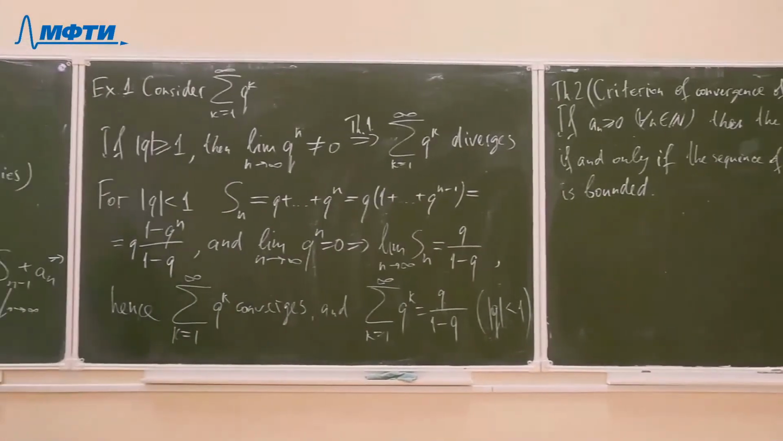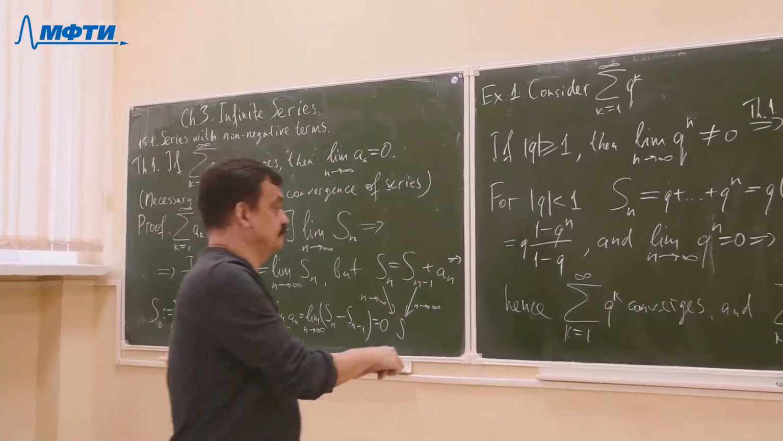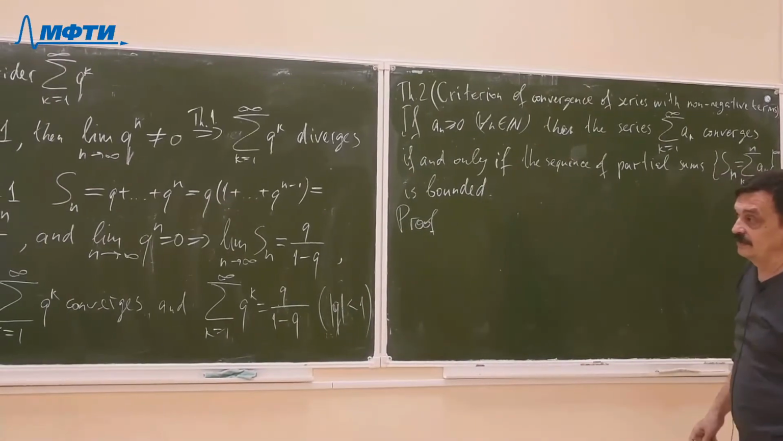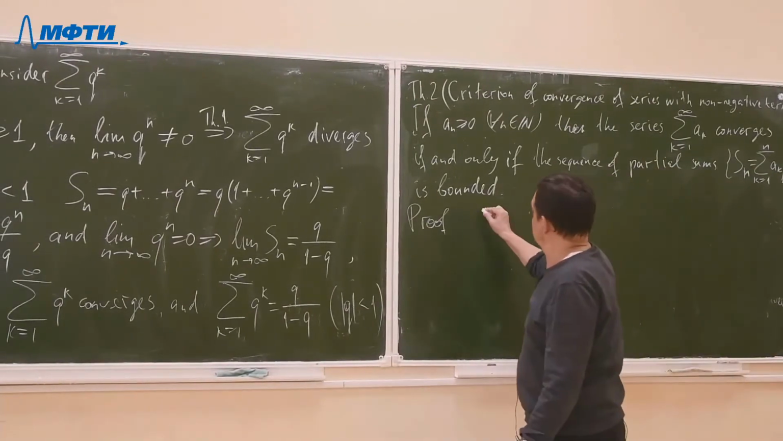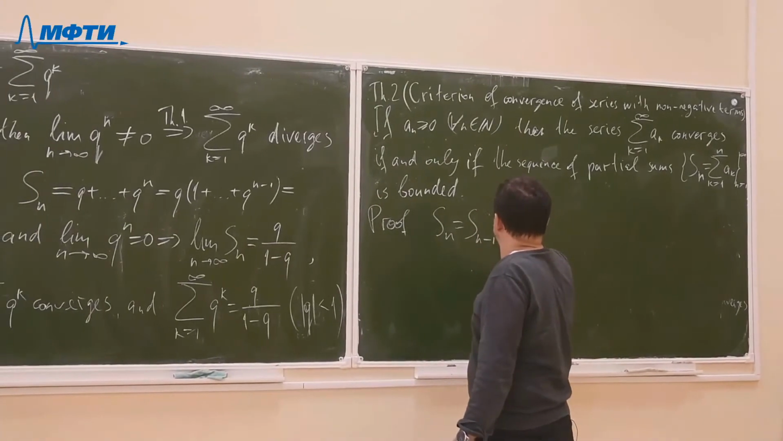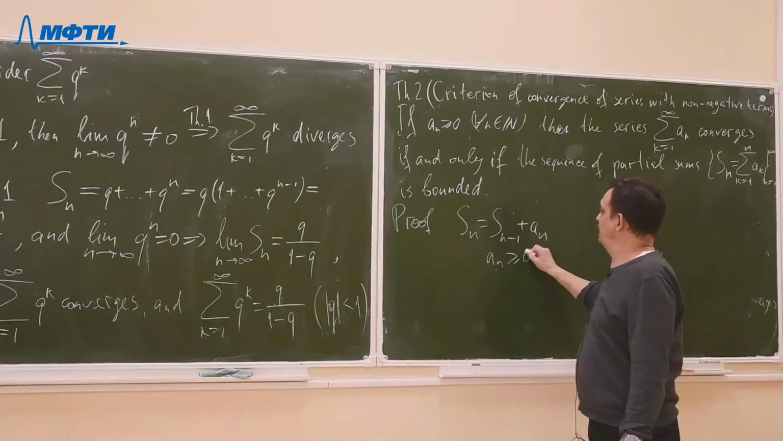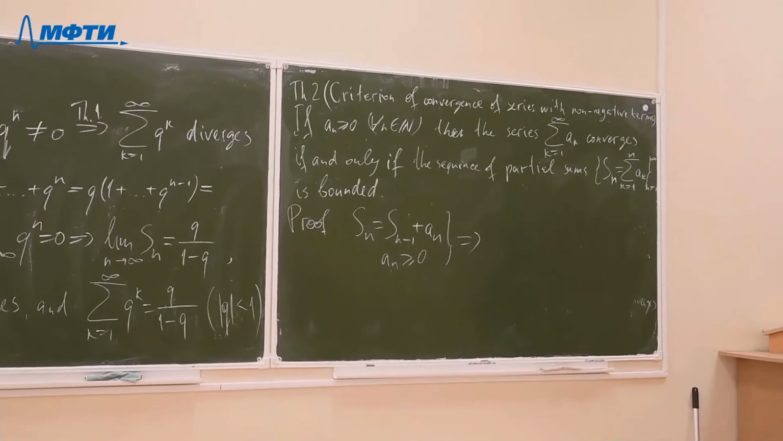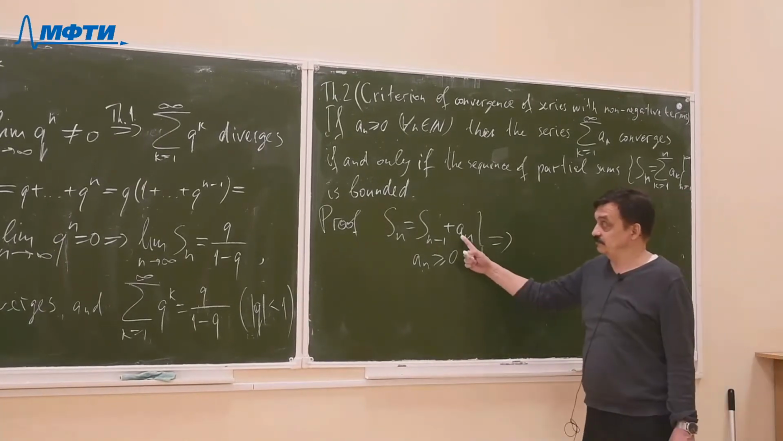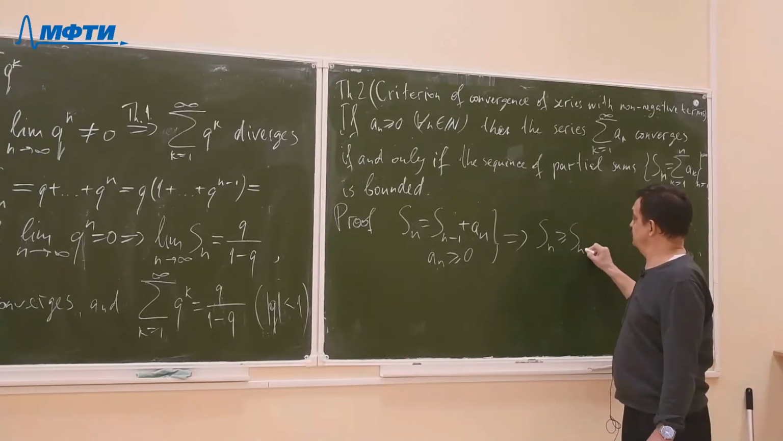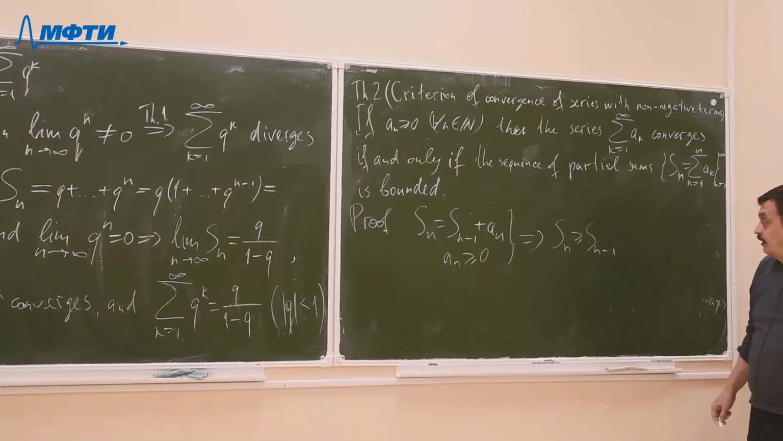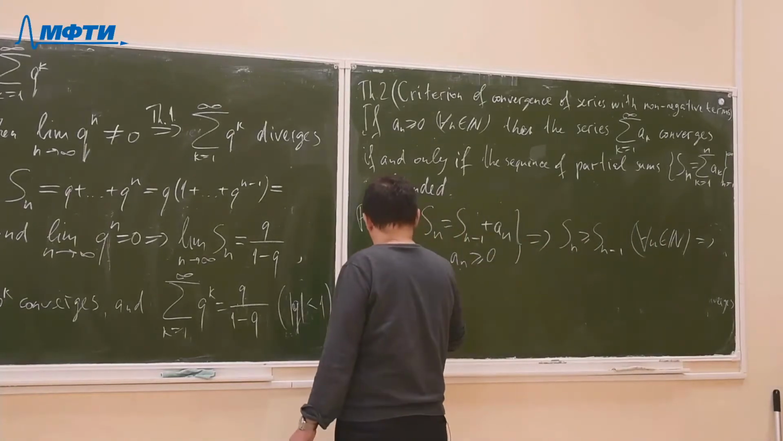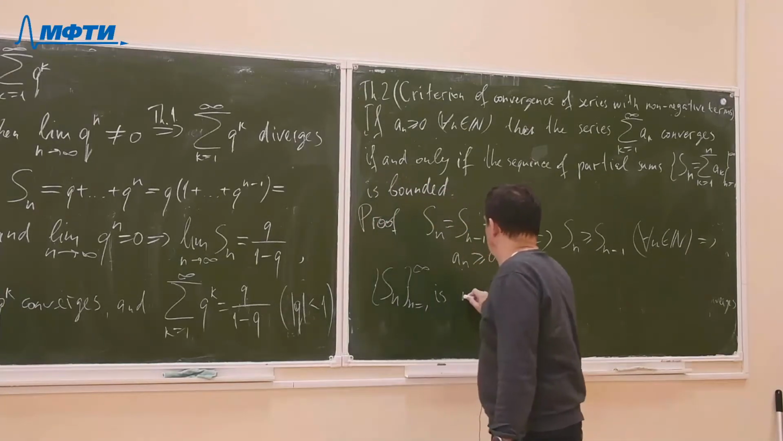Proof. Proof is very easy. What we should observe: I will recall the relation between partial sums, and now what we deduce from those two. Look, Sn equals Sn minus 1 plus an, and an is non-negative. So what it means? It means Sn is greater or equal than Sn minus 1, right? And this holds for all n. So the sequence Sn is non-decreasing.